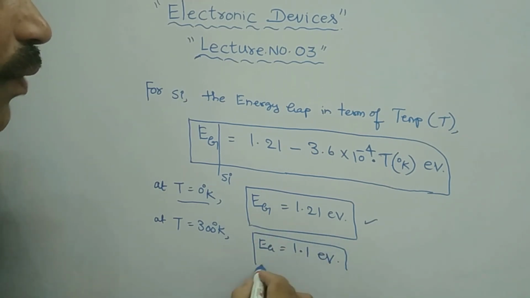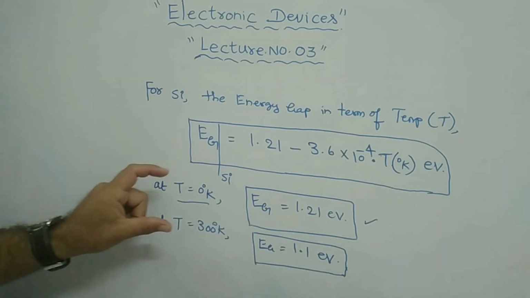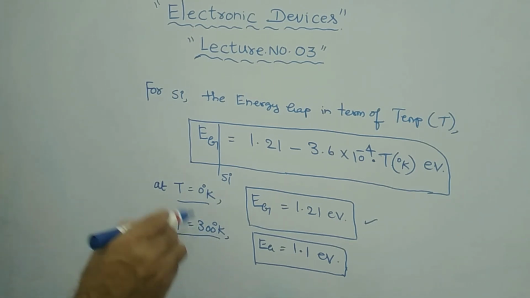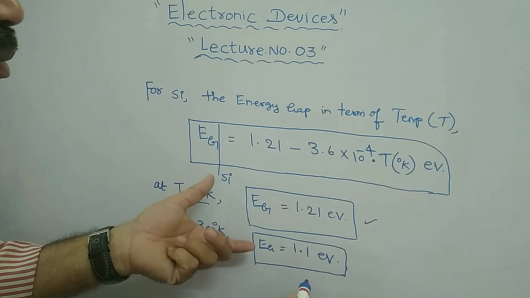You can calculate with your calculator that value, you will get this value. Eg is equal to 1.1 electron volt, right? So now clear. At T equal to 300 degree Kelvin, which is the room temperature, the energy gap value is 1.1 electron volt. Now you can observe one important observation here.